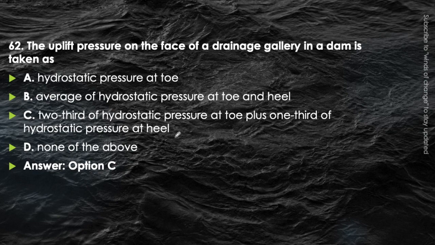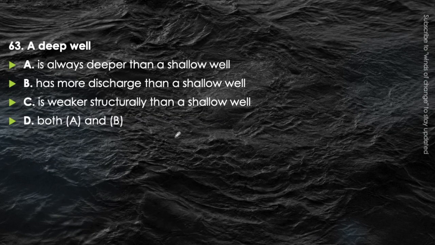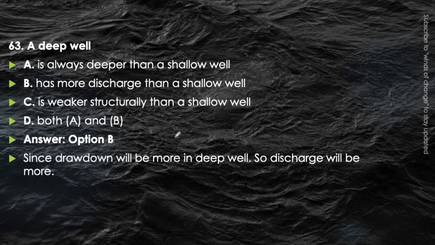Okay, clear? Next question: a deep well is always deeper than shallow well, has more discharge than shallow well, is weaker structurally than shallow well, or both A and B. That is, it is always deeper than shallow well as well as it has more discharge than shallow well. Just think about it. The answer will be option B, that is it has more discharge than shallow well. Why is it so? Because the drawdown will be more in case of the deep well, so the discharge will be more.